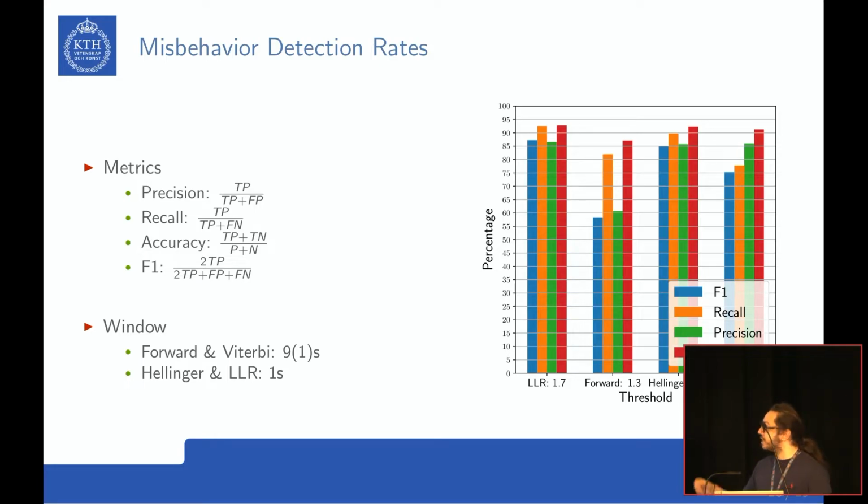Now, for the Hellinger and the log likelihood ratio approach, which are only attack detection approaches, we only use a 1 second window. This gives us better results despite the sliding window being smaller.